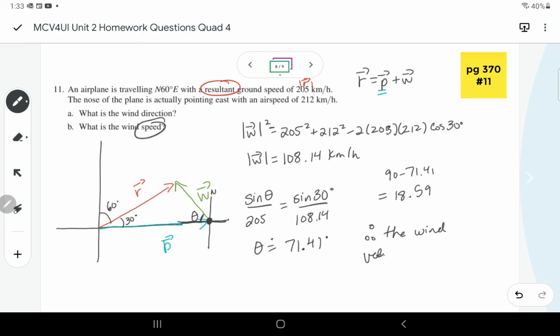So I'd say, therefore, the wind velocity is 108.14 kilometers per hour. And then your direction will be north 18.59 degrees west. If you have actual directions in your question, you need to use them in your answer. So you may need to figure out some calculations to reference those properly using the coordinates like north, south, east, west.